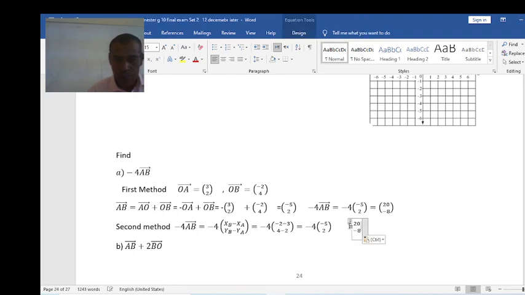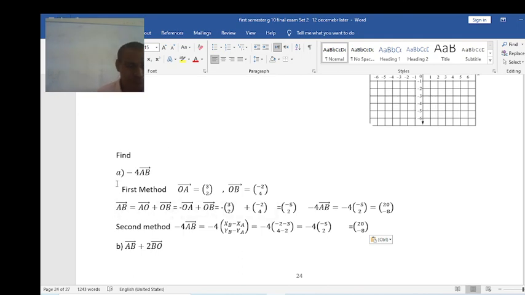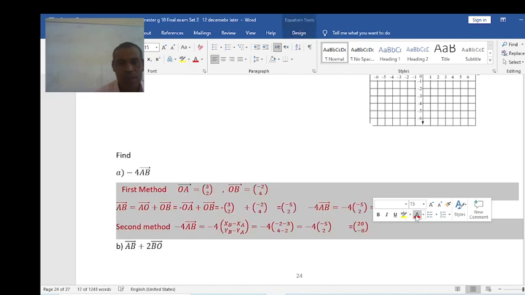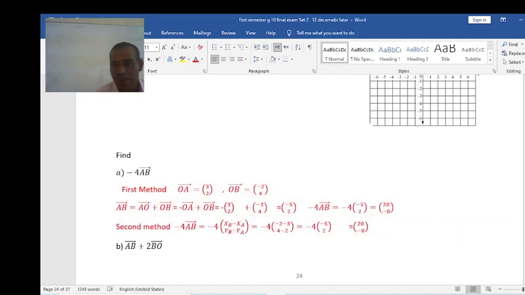So this is the correct answer. We have two methods. Choose the one that you see is easy for you. Clear? The next one is the same.